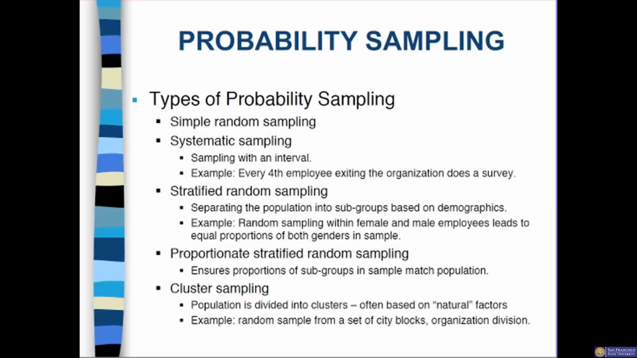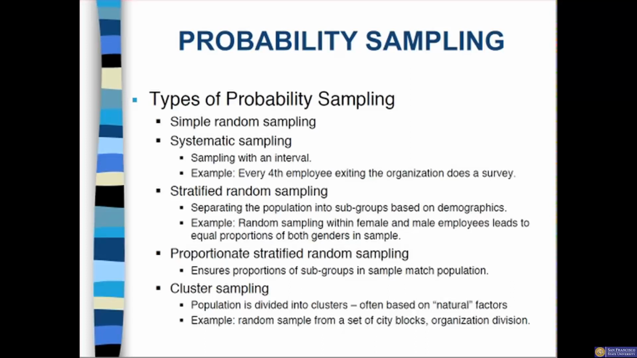Stratified random sampling is where you separate the population into subgroups and then randomly sample from each of those subgroups separately. So randomly sampling within females, and then again doing a random sample within males. This way it will lead to an equal proportion of both genders in your sample, but you are still able to use random approaches within each subgroup.